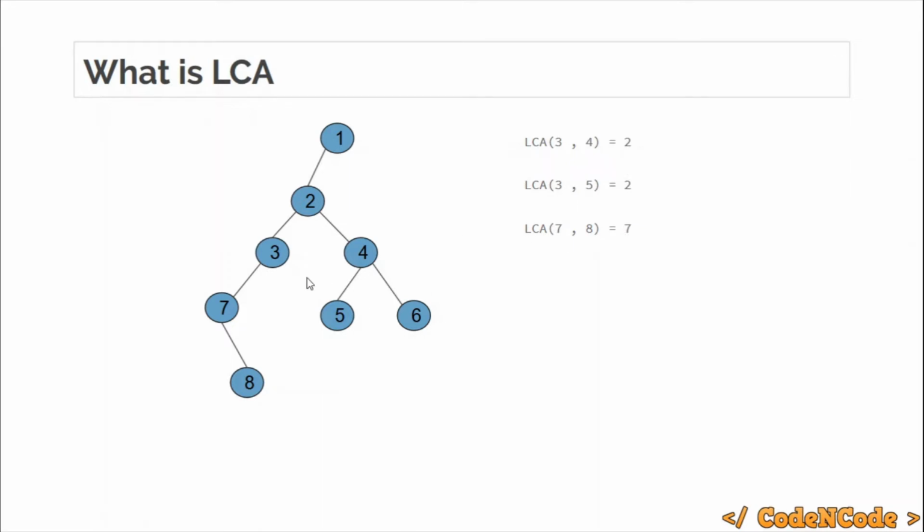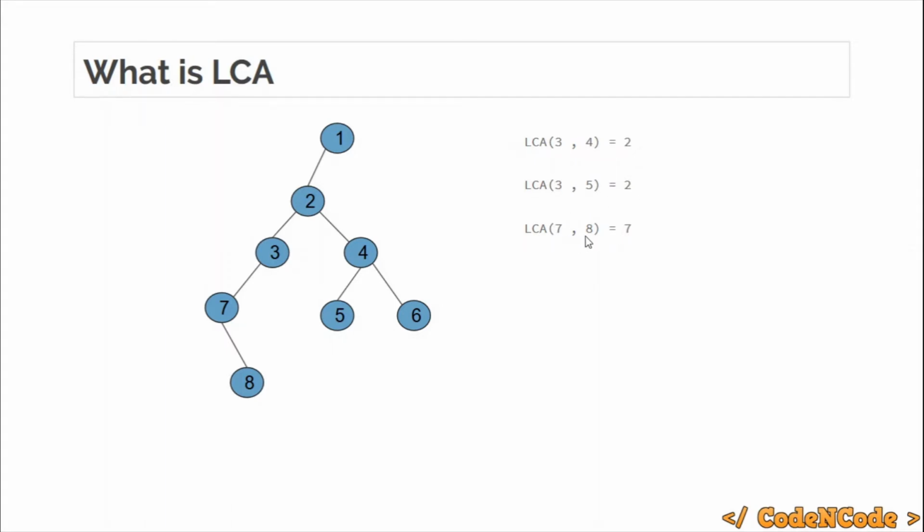And for 3 and 5, see, in the subtree of 1, we have 3 and 5. In the subtree of 2 also, we have 3 and 5. But apart from 1 and 2, there are no nodes in whose subtree we have both the nodes. Basically, there is no other node whose descendants 3 and 5 are. So the deepest node is 2. So LCA of 3 and 5 also is 2.